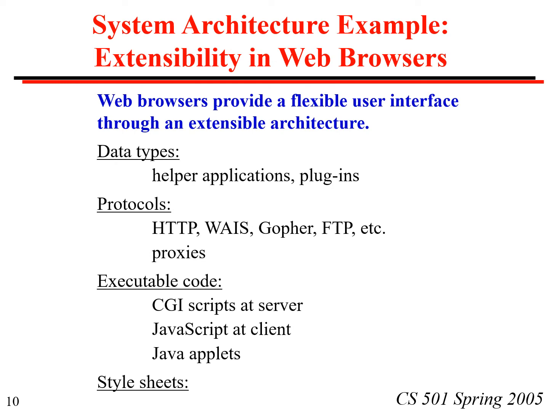Going further, system architecture examples. A few examples they have given, such as web browsers. You can see web browsers provide a flexible UI through an extensible architecture. You know of the many web browsers you people are using, where some kind of result or outcome gets displayed. So data types will be helper applications, plugins, protocols, which can be a number of protocols, and executable code, whichever programming language or environment you are choosing.